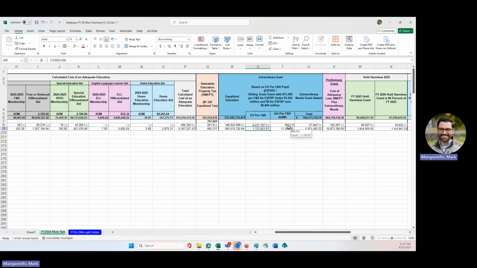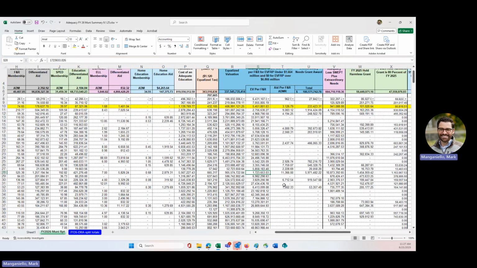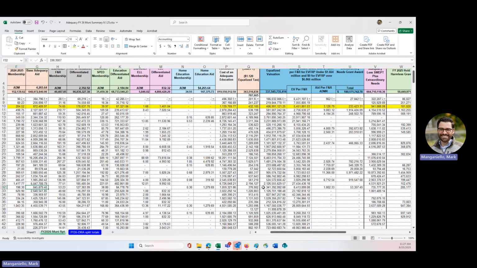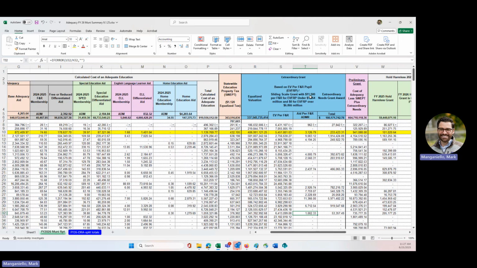So you can see that the higher your EV over FNR, closer to the ceiling, the less aid per pupil you get. So for example, we'll see a community here. They're getting close to the cap. This community is Bradford. Bradford is close to the cap. They're close to not being eligible for the Extraordinary Needs Grant, so they only get $1,000 instead of the full $11,500 per FNR pupil. And so that is their Extraordinary Needs Grant.